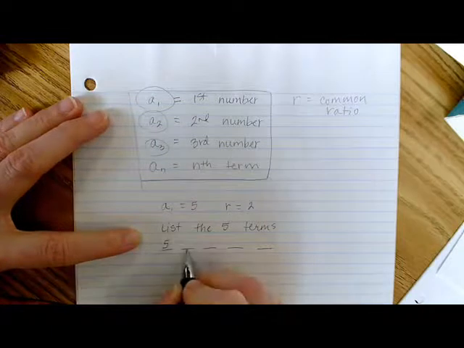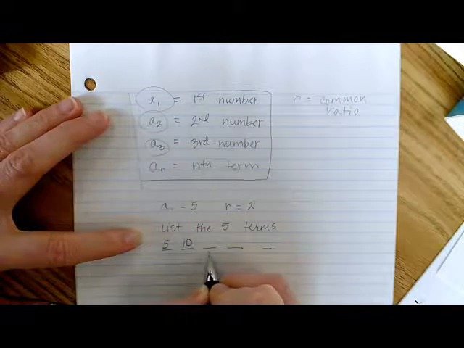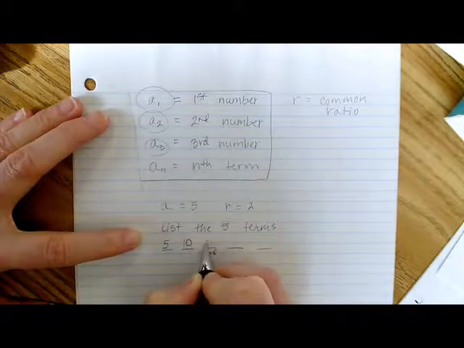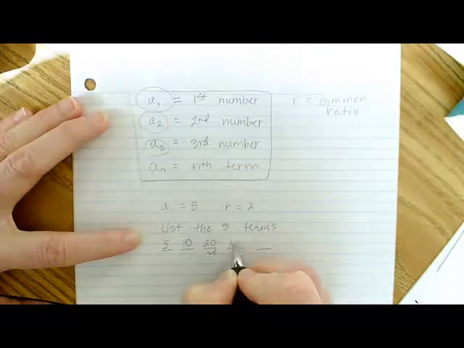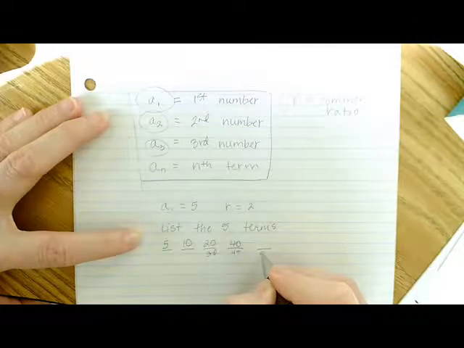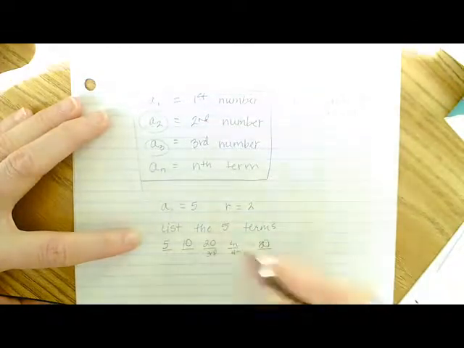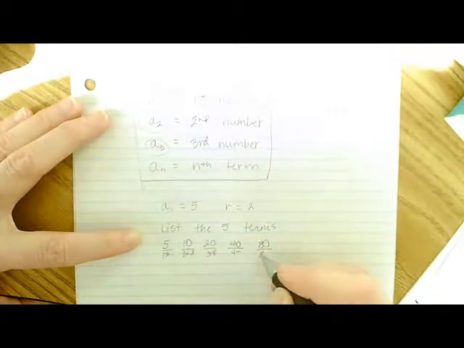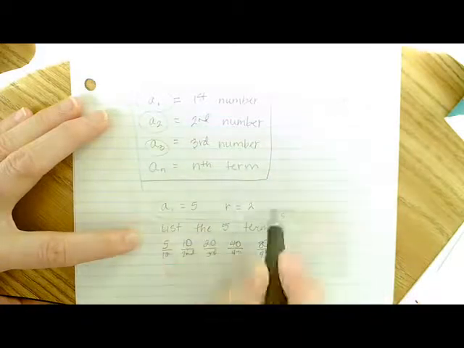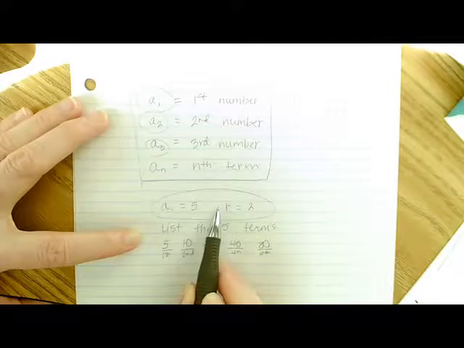The second term would be 5 times 2. The third term would be 10 times 2. The fourth term would be 20 times 2. And the fifth term would be 40 times 2. So these are the first, second, third, fourth, and fifth terms of the sequence that's described by the first term as 5 and the common ratio as 2.